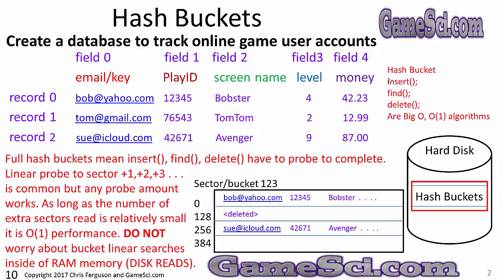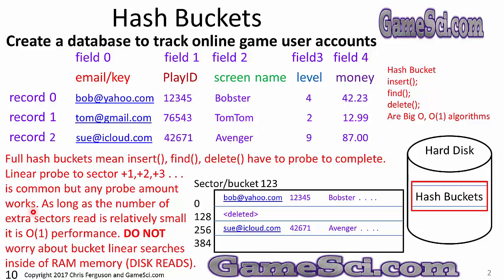Hash buckets. Insert, find, and delete operations are all big O order of 1 algorithms. Hash tables are very fast, and comparatively so, they're even fast on disk drive. Now, full hash buckets would mean insert, find, and delete have to probe to complete. Typically, a linear probe to sector +1, +2, +3 is used to find an open position or to find a record we're looking for. That's common, but any probe amount works.